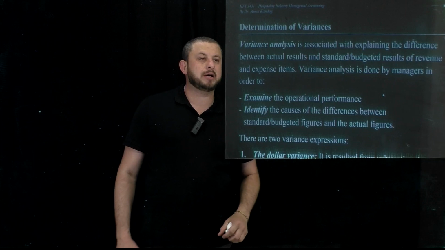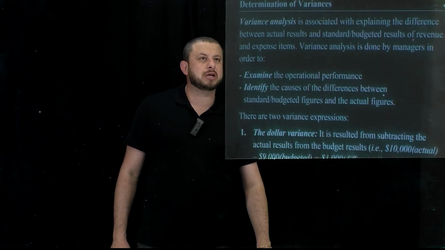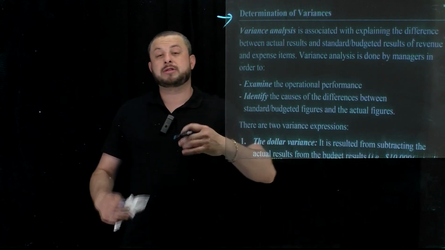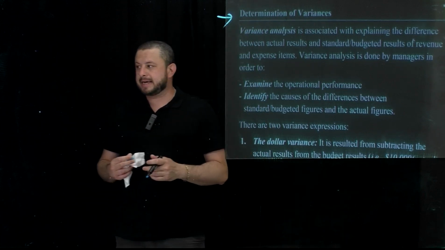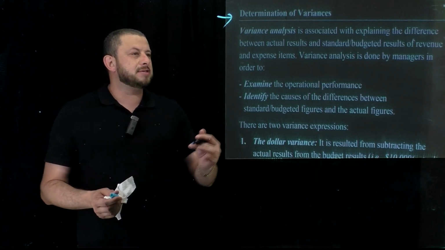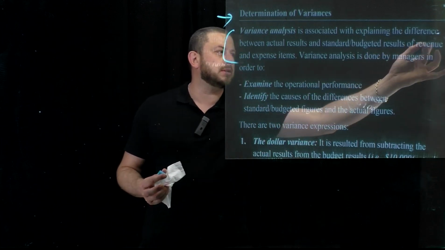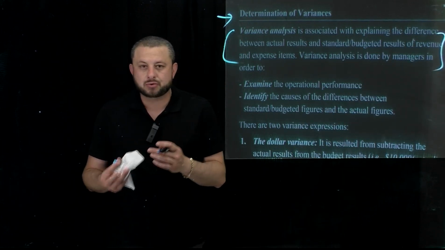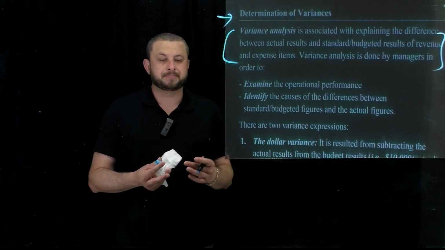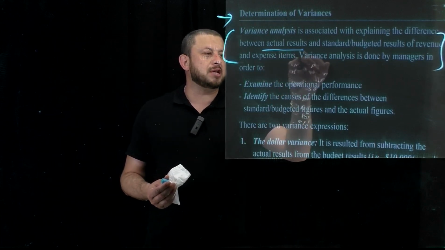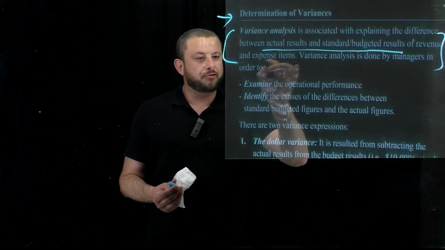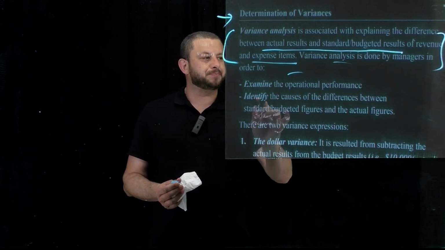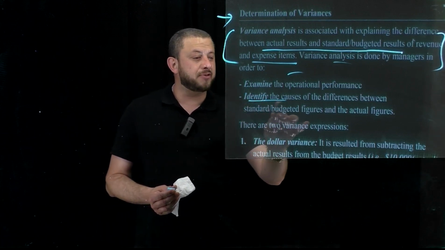All right, guys. So we are going to talk about the last portion of this chapter, which is the determination of variances, aka variance analysis. Guys, variance analysis is very simple. It is estimating the difference between the actual outcome and the budgeted outcome. We are going to compare the actual results with the standard or budgeted results of revenue and expense items, and then we're going to come up with decision-making analysis. Managers utilize this to identify the causes of difference.